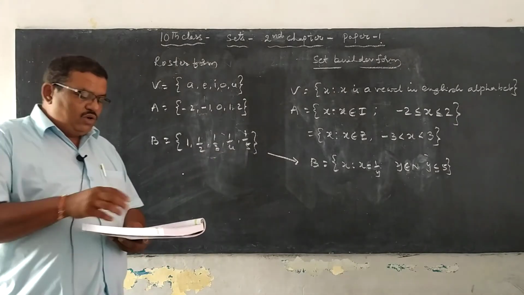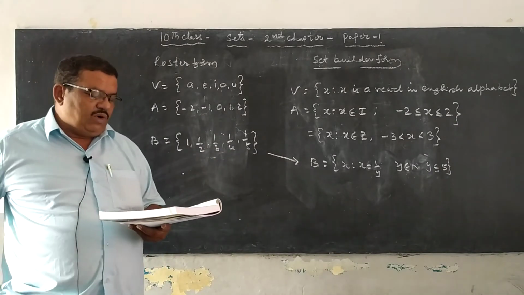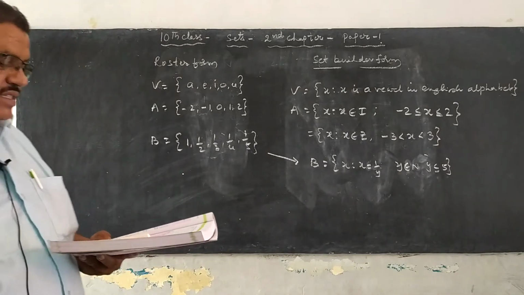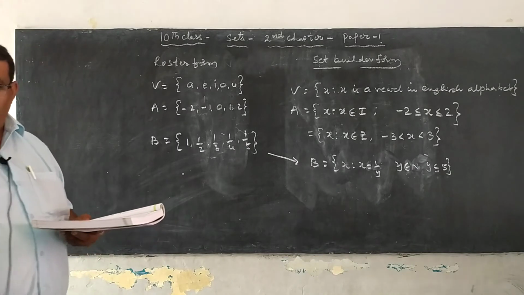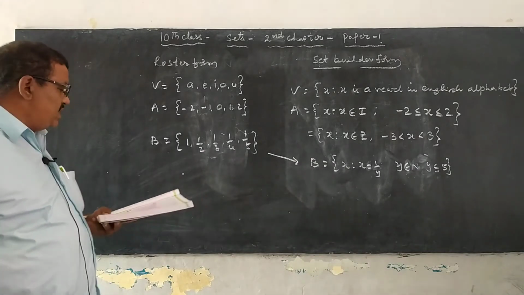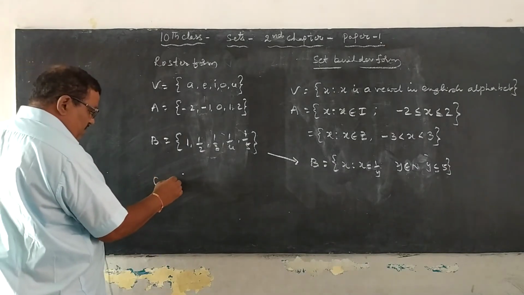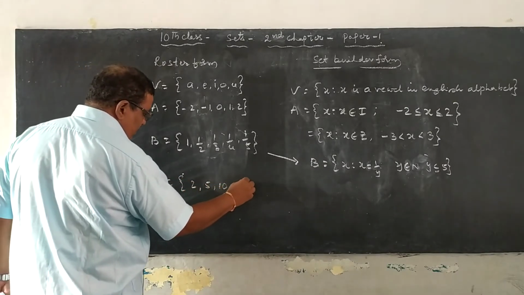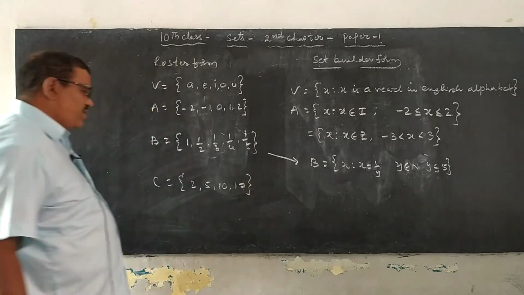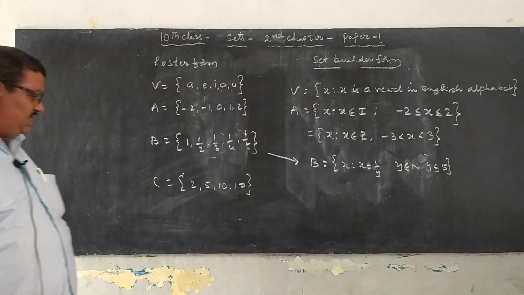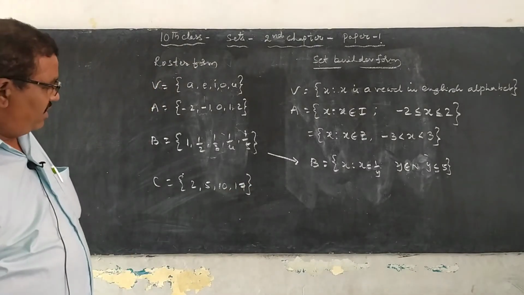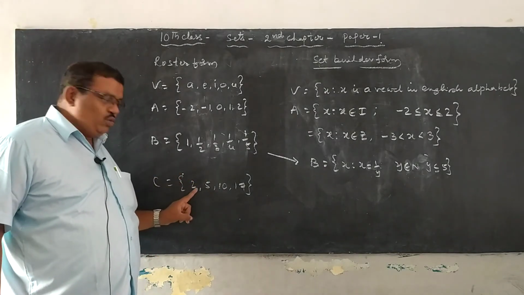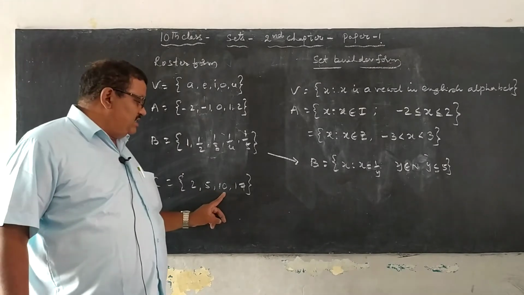Now go to the next question. C is equal to {2, 5, 10, 17}. How do we have to represent this one? This is a little bit of confusion only. Why? Because there is no obvious pattern. We have to learn some different pattern. 2, 5, 10, 17.